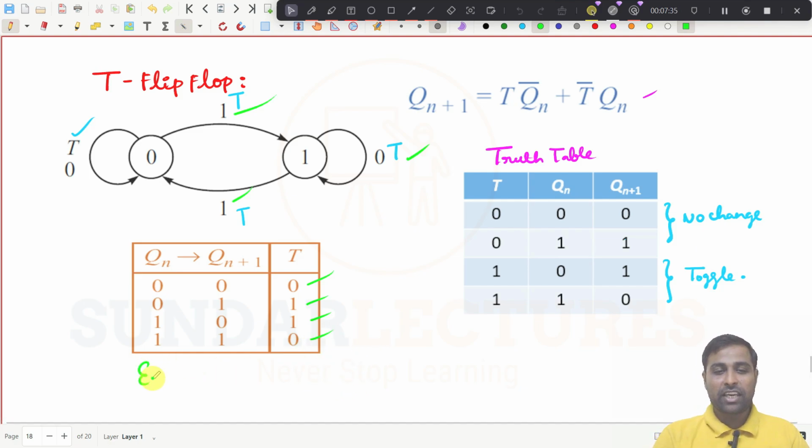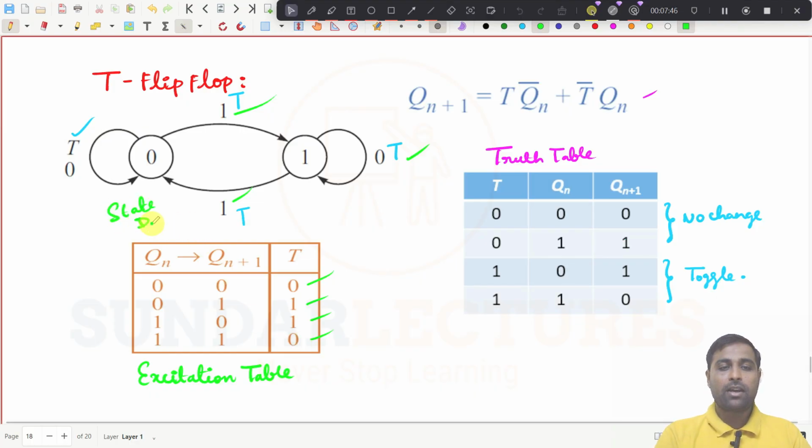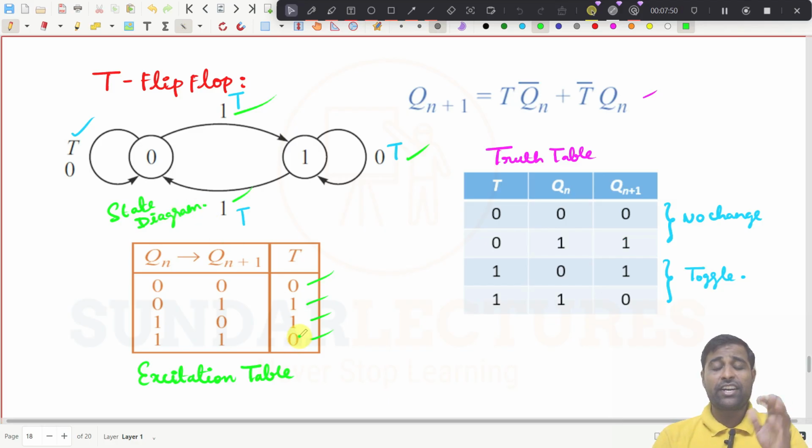So this is the excitation table, and this is the state diagram, and we will generally draw the state diagram. Try to understand, we generally draw the state diagrams in analyzing or designing the synchronous sequential logic circuits. So the basics you have to understand here itself, right?